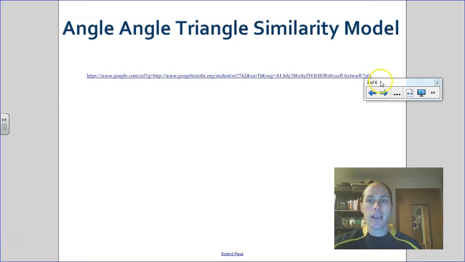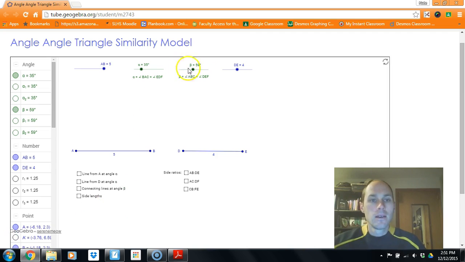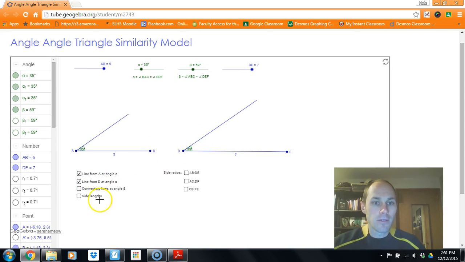We're going to take a look at GeoGebra and explore the angle-angle similarity model. Okay, so I have two triangles, one with side length 7, one with side length 5. The angles for both of those are going to be 35 and 59. So if I draw those lines in here with the angle of 35, and another one at 59, notice they meet at C and meet at F. Now, they look like they are fairly similar.